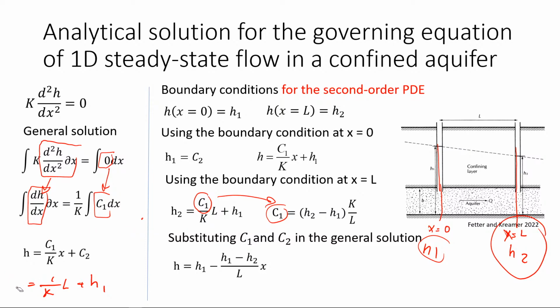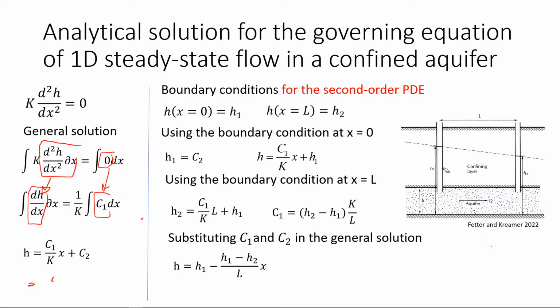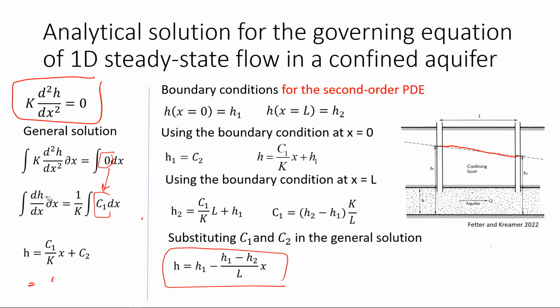This is just an equation of a straight line, which is exactly what we see here. This is just a straight line. So the solution of this guy, the analytical solution of this guy, this is called an analytical solution. Why is that an analytical solution? Again, let me repeat this because this might still not be clear for you.